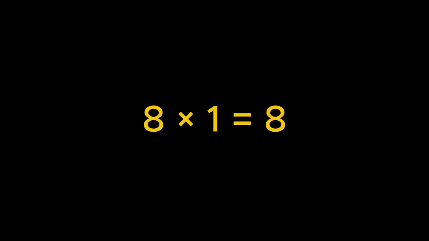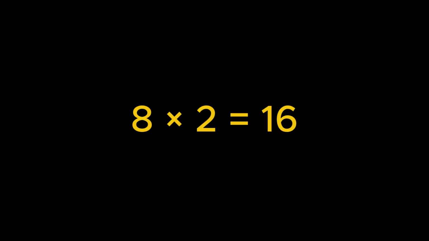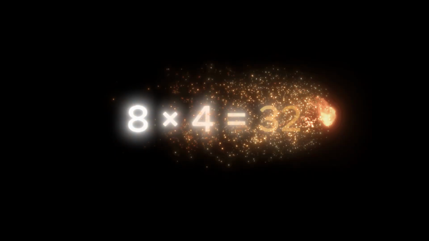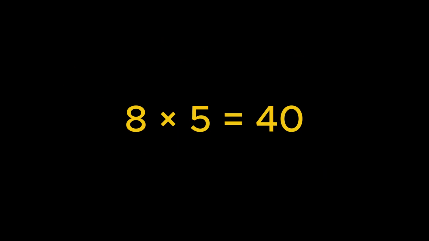For example, multiples of 8 are when we multiply 8 by 1, we get 8. 8 multiplied by 2, we get 16. 8 multiplied by 3 is equal to 24. 8 multiplied by 4 is equal to 32. 8 multiplied by 5, we get 40. So, students, multiples of 8 are 8, 16, 24, 32, 40 and so on.